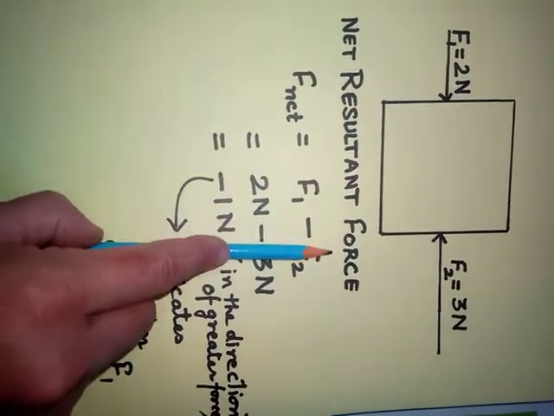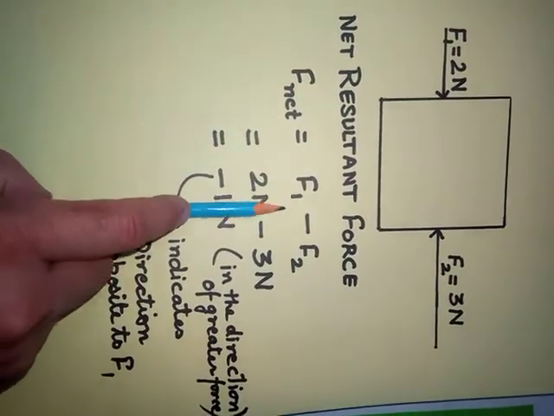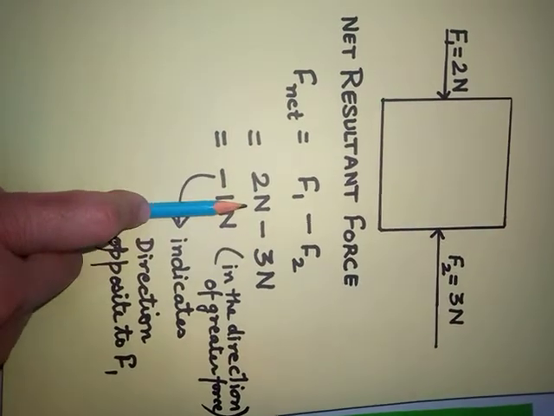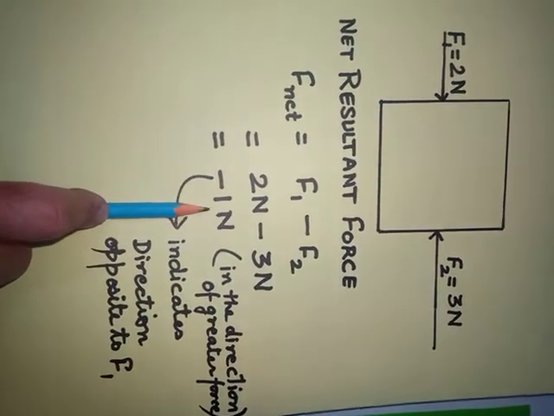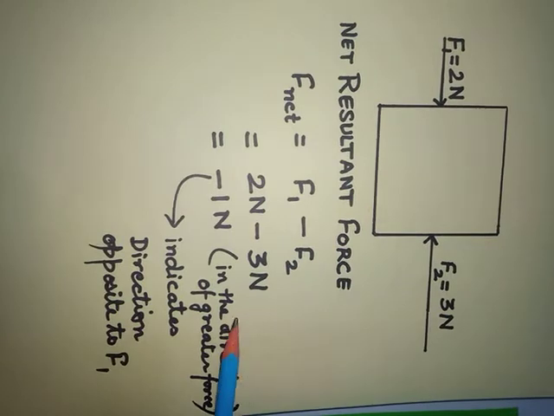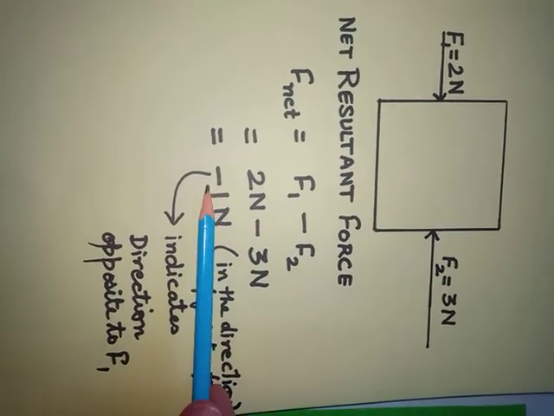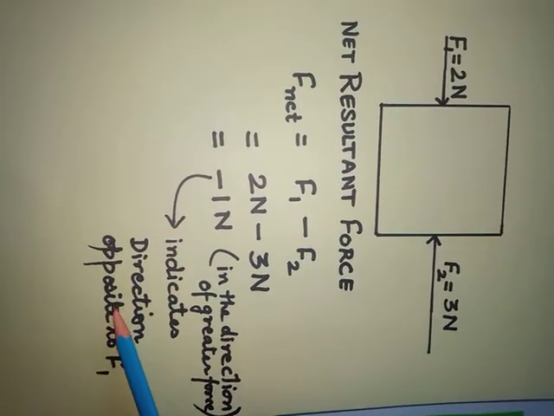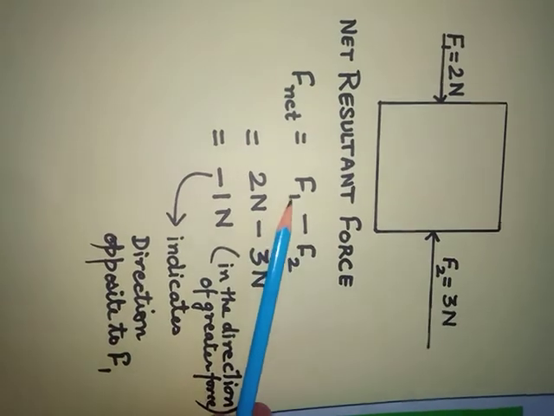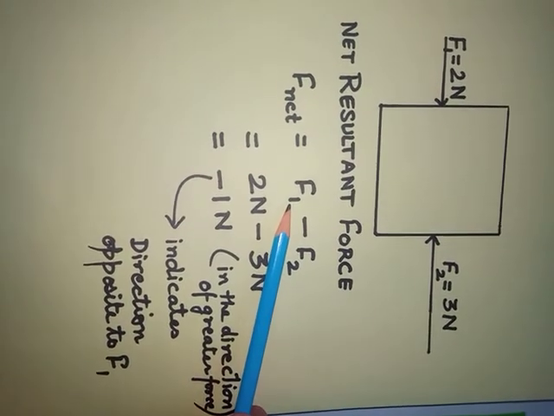The net resultant force will be F net is equal to F1 minus F2, that is 2 N minus 3 N. It is equal to minus 1 Newton. That is, this negative sign indicates that the direction is opposite to F1 from which it is subtracted.